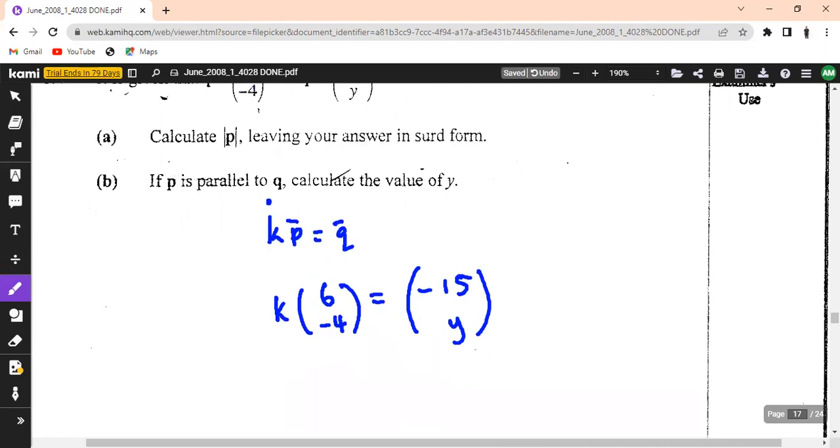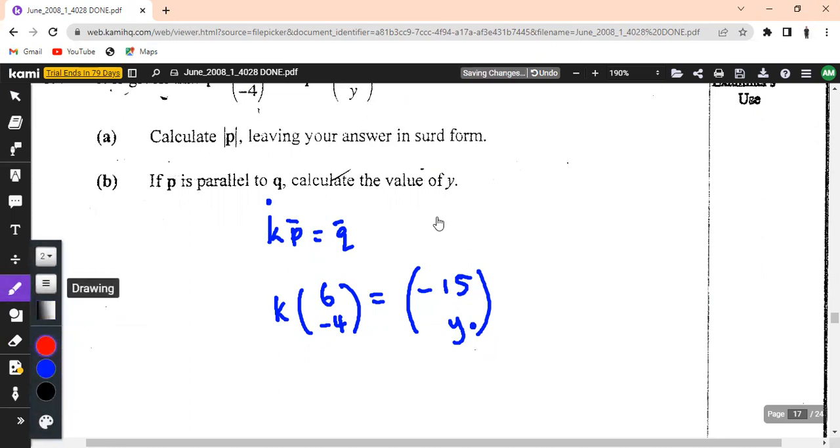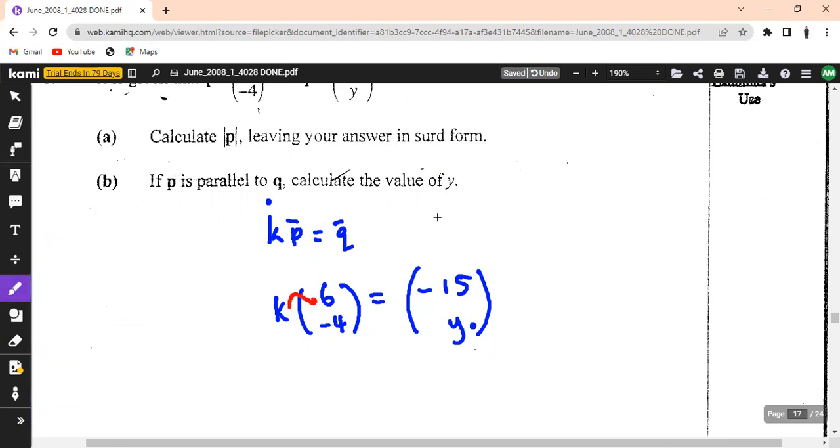Since you want to calculate the value of y here, you are going to use this first part. Remember, the scalar multiplies everything inside here. That's what a scalar does. So let's multiply by a scalar first. It's k times 6, which is 6k. K times minus 4, which is minus 4k. And this is going to give us minus 15y, like this.